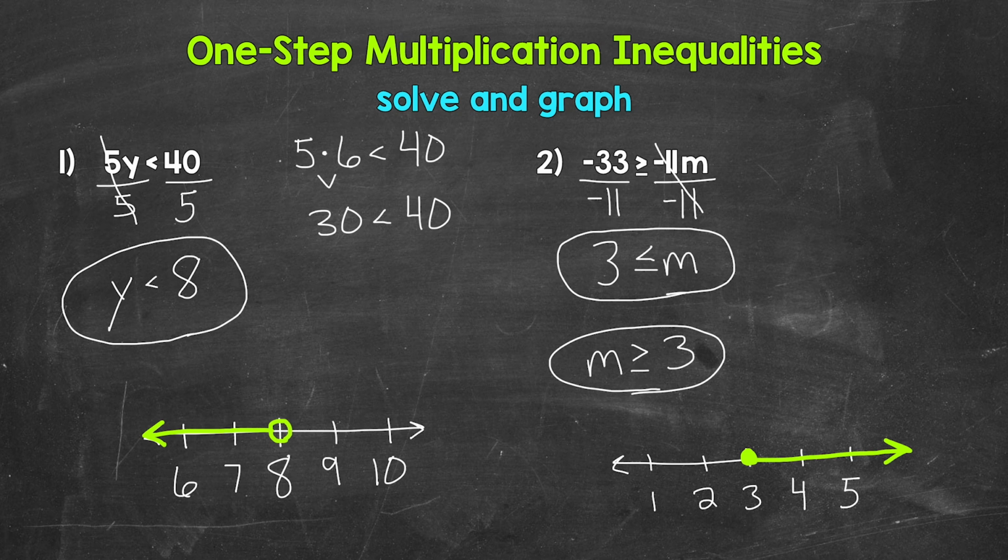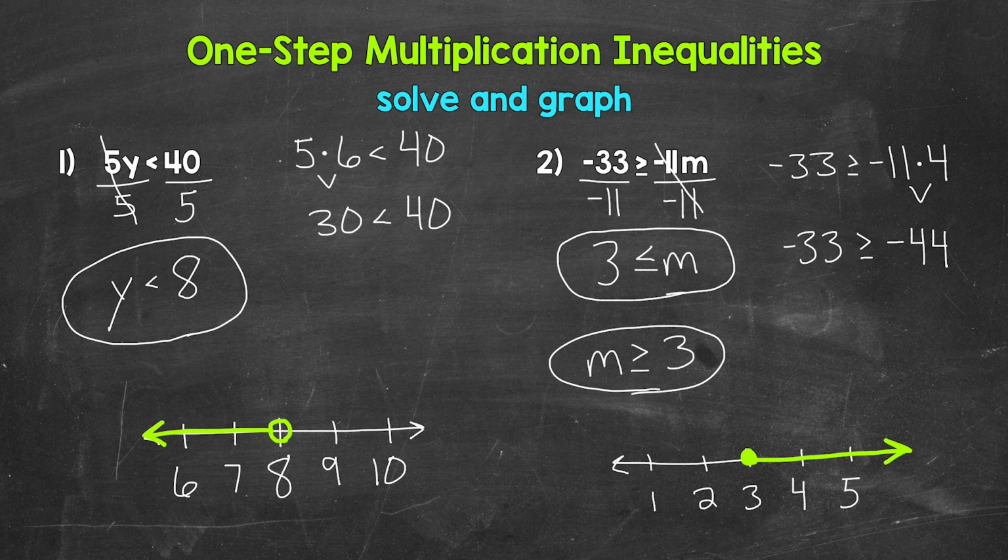And then lastly, let's check a solution just to make sure we are correct here. So we can plug in anything greater than or equal to 3 for m in order to see if it works. Let's use 4. So we have negative 33 is greater than or equal to negative 11 times 4. Negative 11 times 4 gives us negative 44. So we have negative 33 is greater than or equal to negative 44. That is true, so we are correct here. M is greater than or equal to 3.